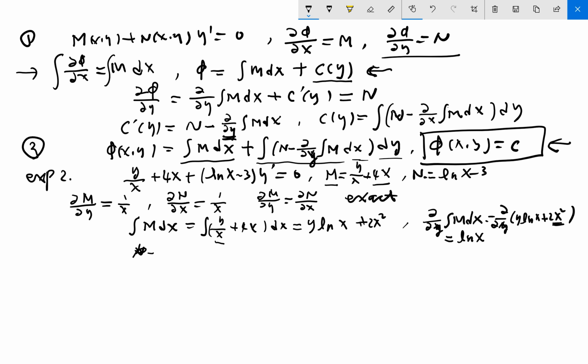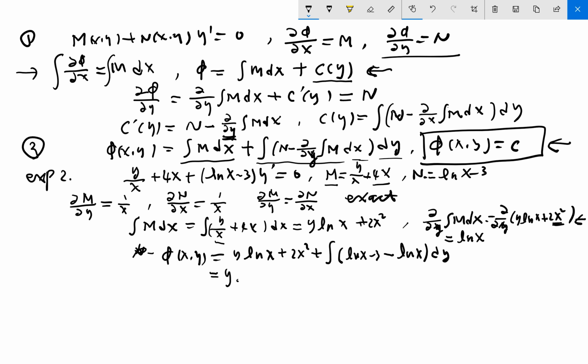So finally we can find our phi of x, y using equation 3. The first one is the integral of M dx, which is equal to y ln x plus 2x squared. Then plus the integral, put an N here. N is ln x minus 3. Then minus this one, which we found out is ln x. Then this integral is about y. That's very important.